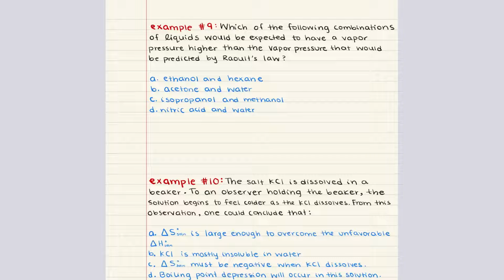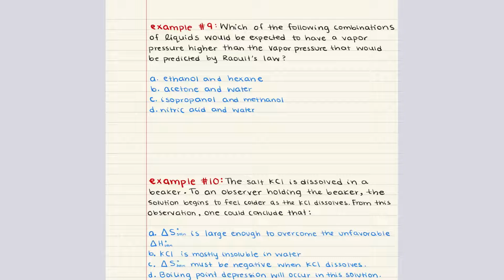What about negative deviation? Negative deviation occurs when the interactions between the different molecules are stronger than the interactions between the same molecules, and this leads to a decrease in vapor pressure. So in other words, whenever the solute-solvent interactions are stronger than the solute-solute and solvent-solvent interactions, then this results in a decrease in vapor pressure. Now let's evaluate each combination based on the types of interactions and figure out which one is the correct answer.